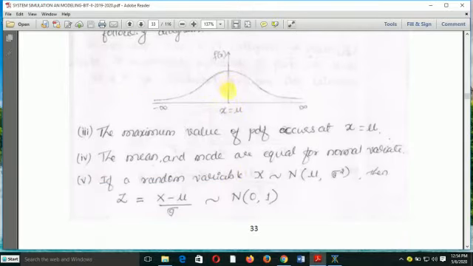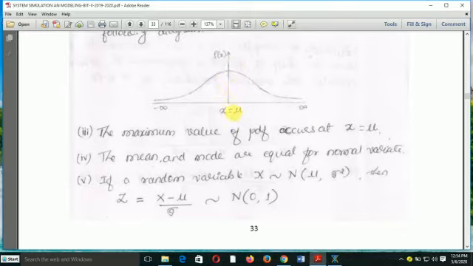The third property is that the maximum value of the PDF occurs at x equal to mean. The maximum value of our function occurs here in the half, where x is equal to mean. So the mean and the mode also will be equal for a normal variate. If we have a normal distribution, the value of mean and mode will be the same.